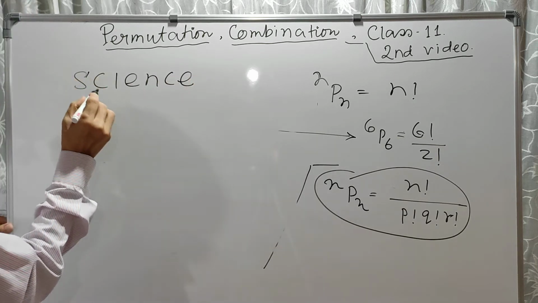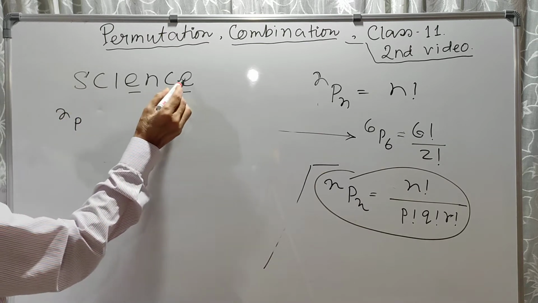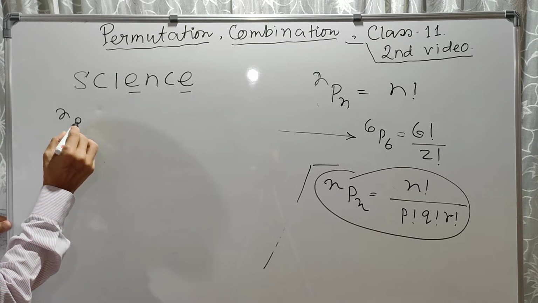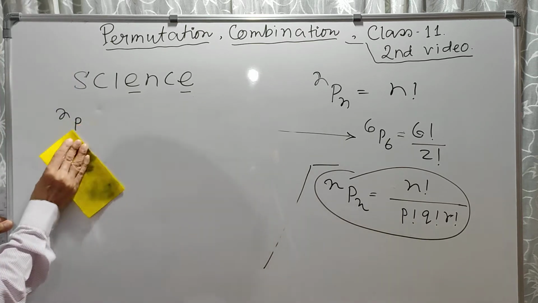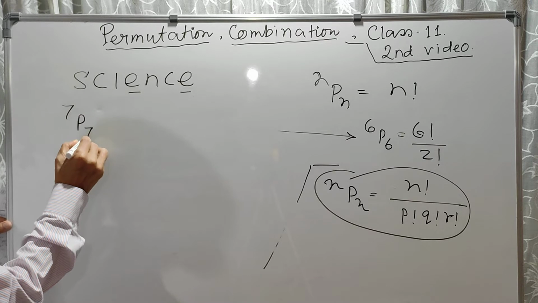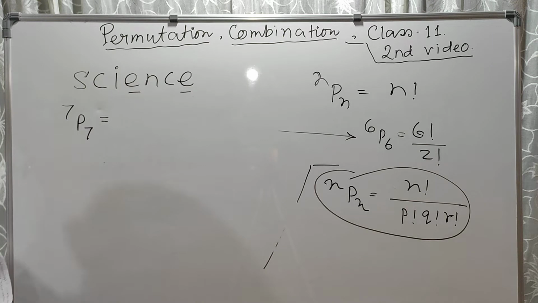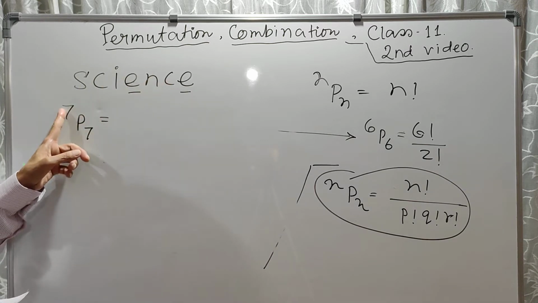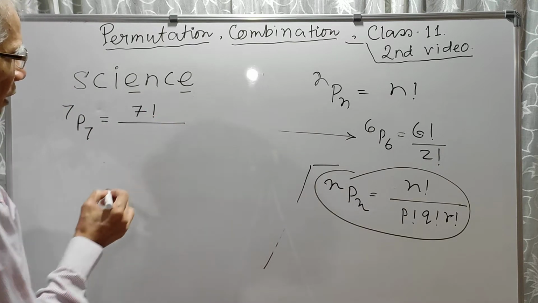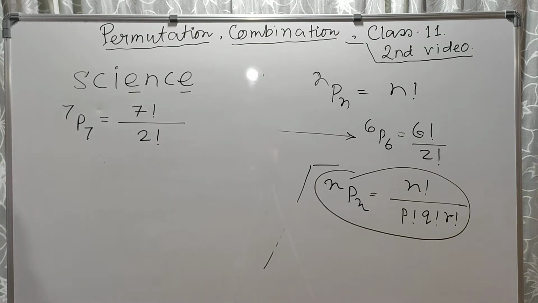So in SCIENCE, you see here this E is repeated. The number of permutations of these 7 letters taking all at a time is 7P7. There are 7 letters, so the number of permutations of all 7 letters taking all at a time is 7P7, which will be factorial 7 divided by factorial 2.